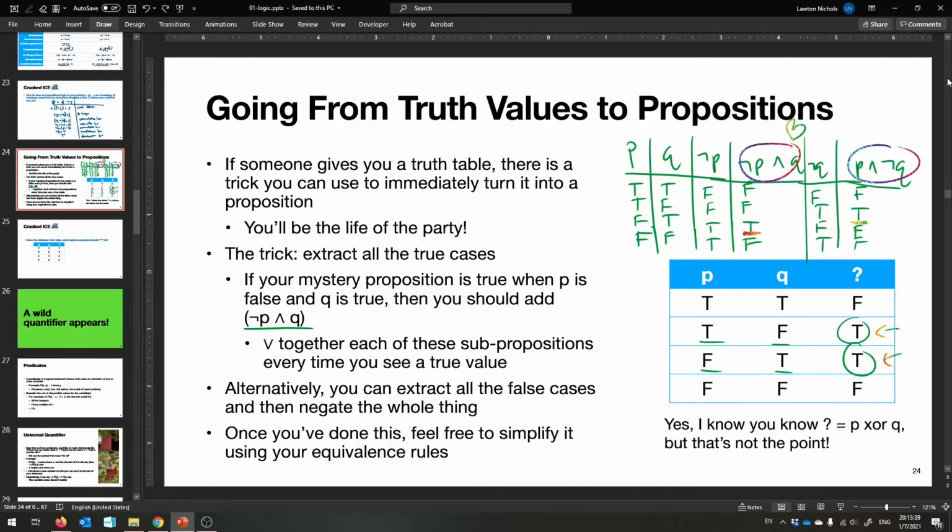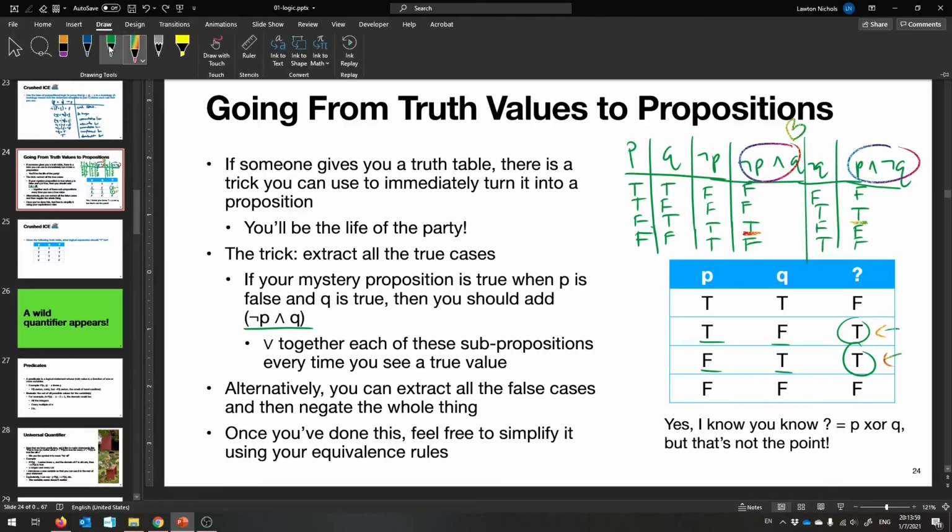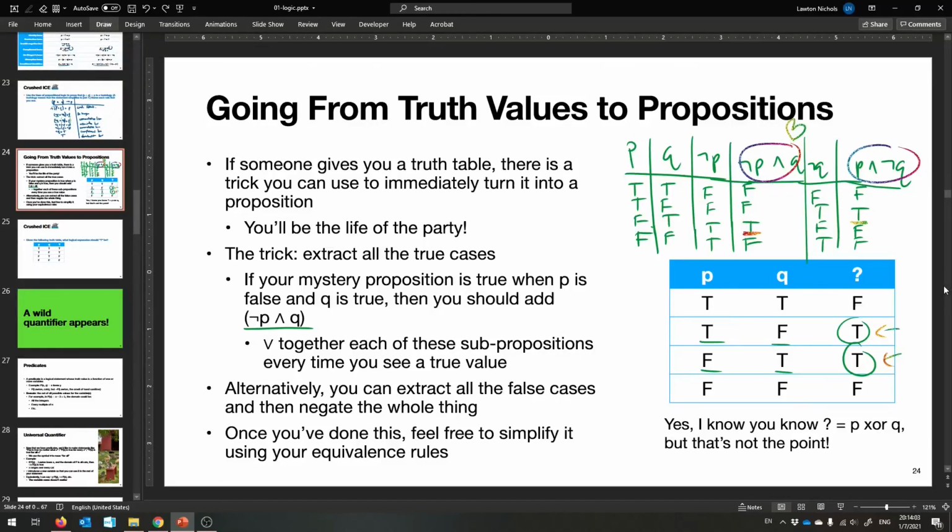Okay, so alternatively, you can do the same thing for false cases. You can spell out the false cases with the same idea and then negate the whole darn thing, because that'll flip false and true. But this is a nice little statement, and so now we know that whatever this is, it probably has some pretty form, and it does. I mean, it's really XOR. That's not the point, though.